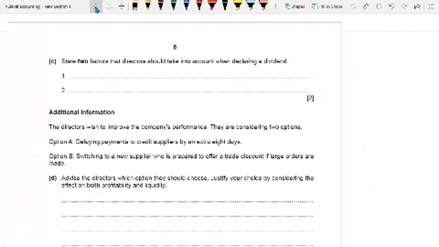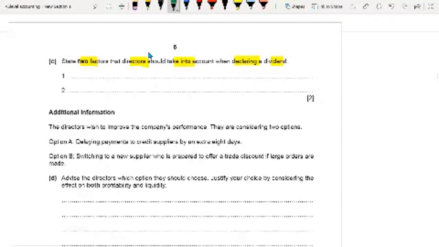In the C part, the first question is: state two factors that directors should take into account when declaring a dividend. So first of all, whenever you are going to declare a dividend, you have to see the current year's profit. And number two is availability of sufficient cash.